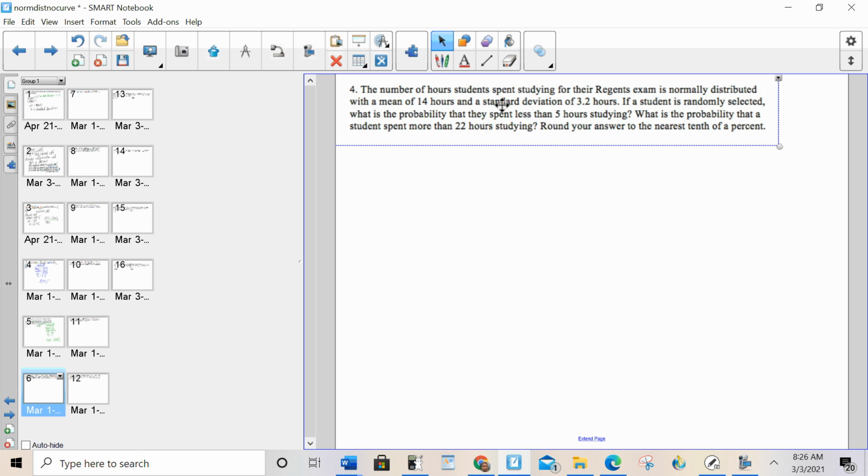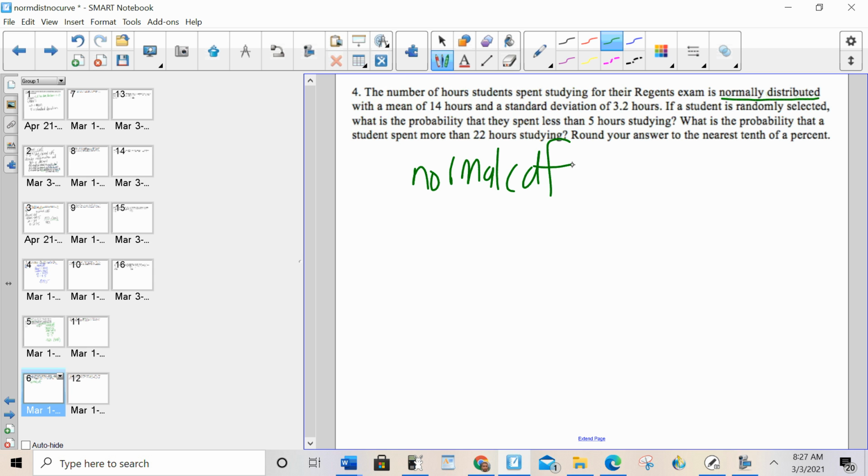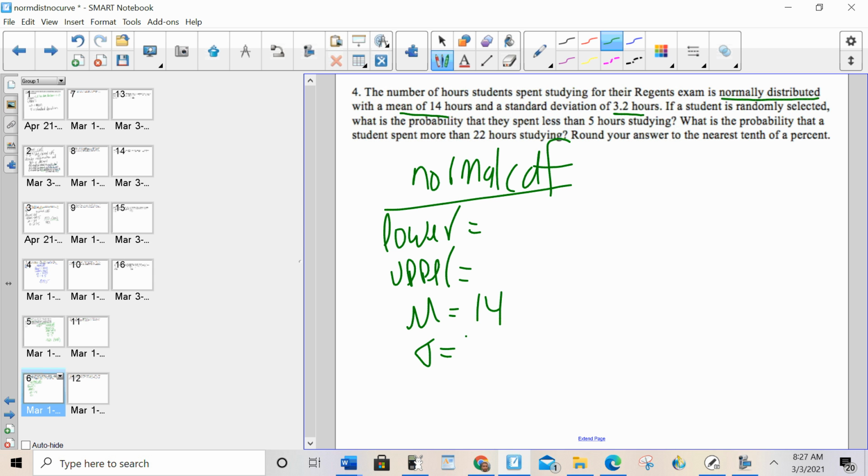So I want you to read through it. Actually, it's not much to start. I see normally distributed. I do want to go through it together. So I do normal CDF: lower, upper, mu, sigma. We've got a mean of 14, so mu is 14. We've got a standard deviation of 3.2, so sigma is 3.2.